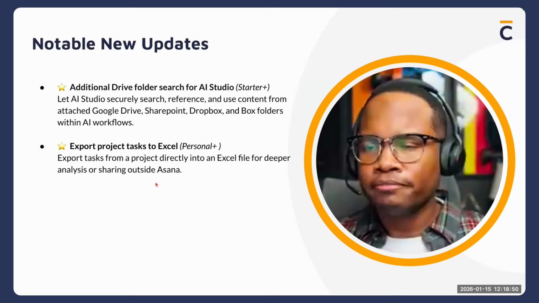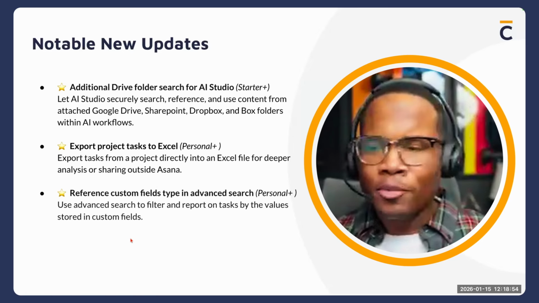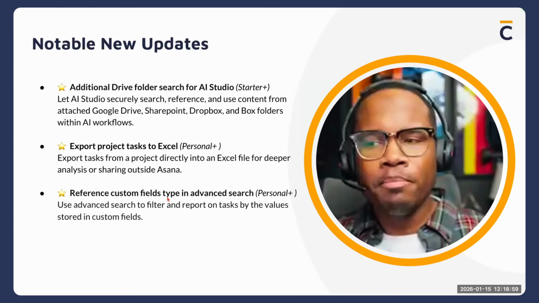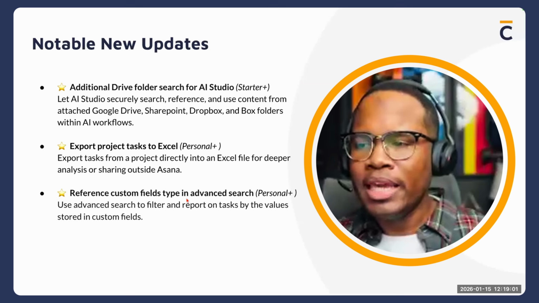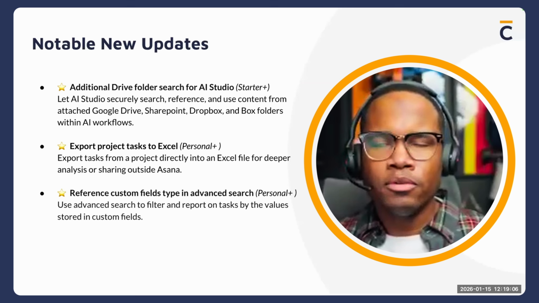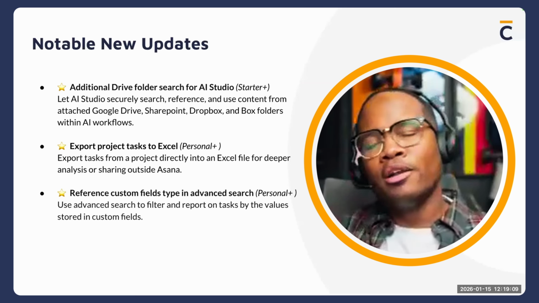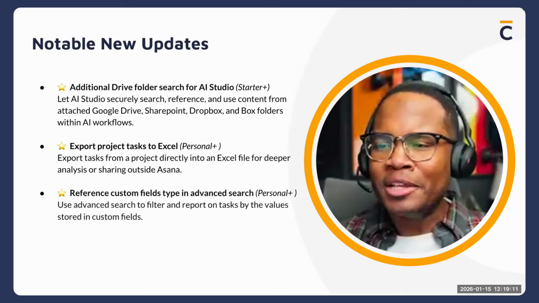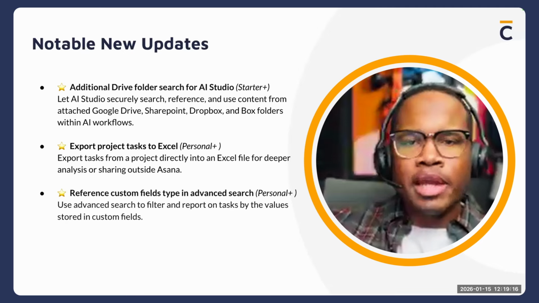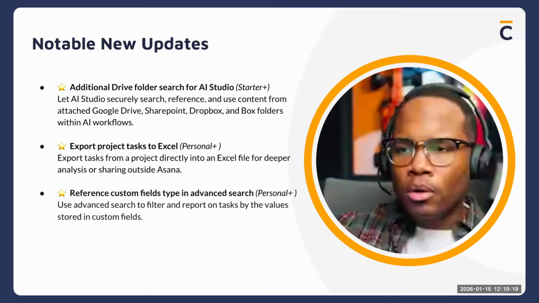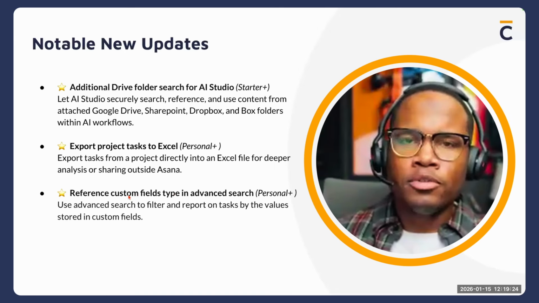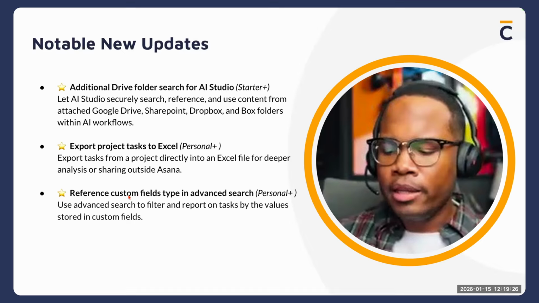The third and final notable update from me is the reference custom field type is now available in the advanced search. Asana released recently reference fields where, similar to some of our other work management tools, you could have in a task detail like custom fields, you can now reference tasks, projects, portfolios, goals. But now you can use those reference type fields to search for information inside of your Asana.